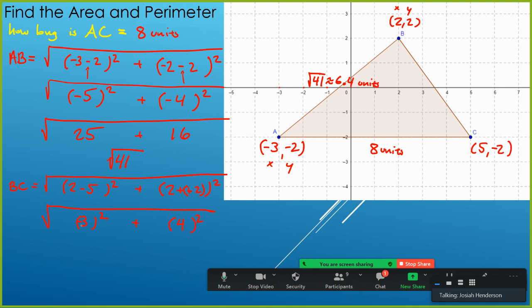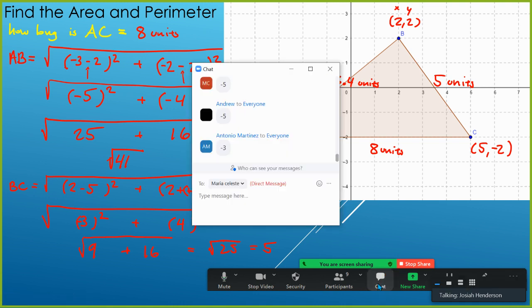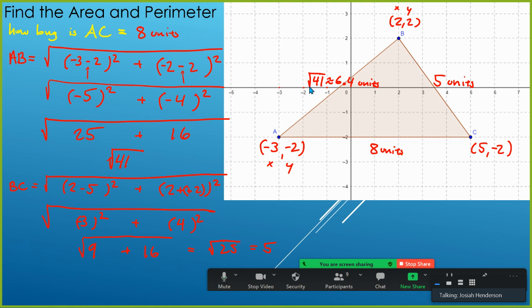Okay, now we square. So 9 plus 16. And that comes out to, same as the last time, 25, which is a whole number, which is 5. So it looks like BC is 5 units. Cool. So we only had one funky answer, an irrational number, root 41, 6.4. And then we had 5 and we had 8. So now we've got our sides.